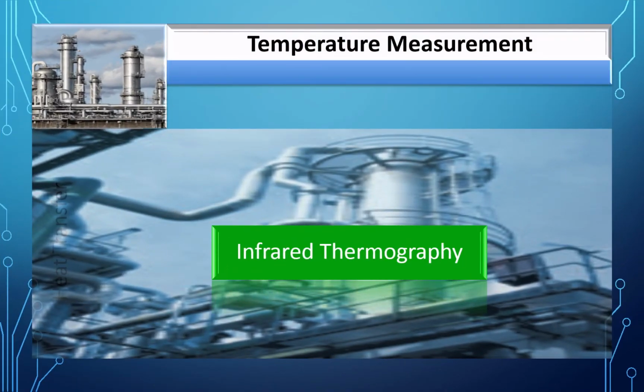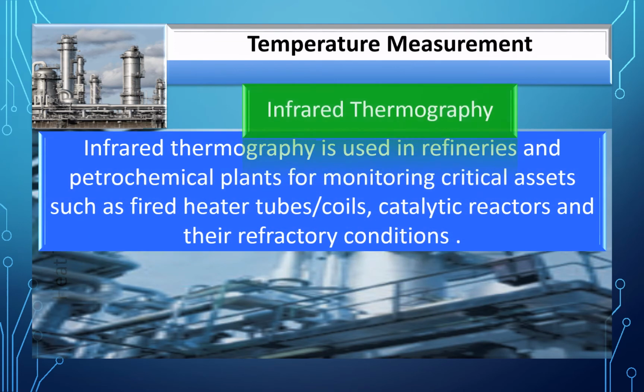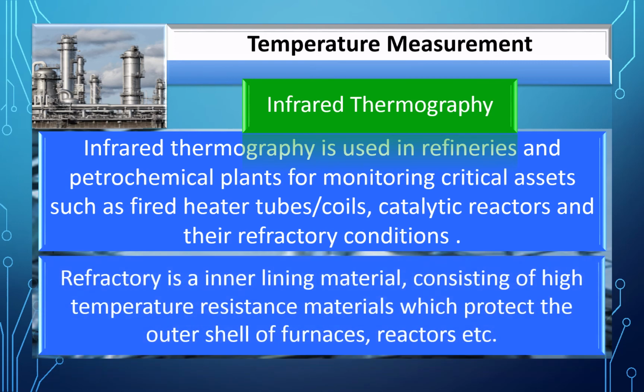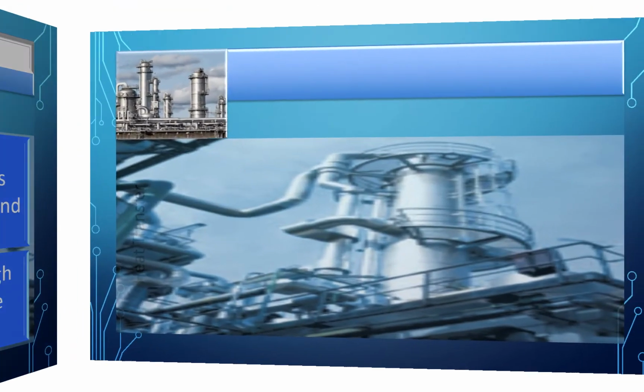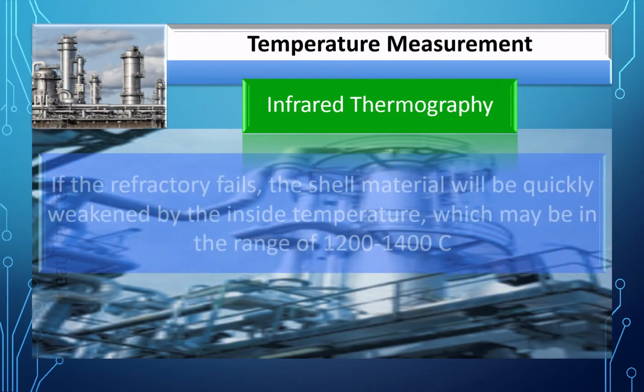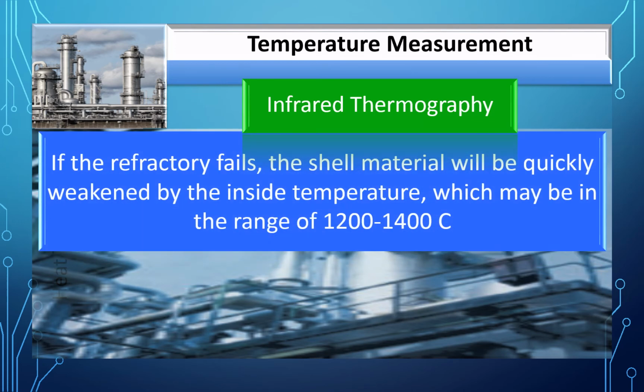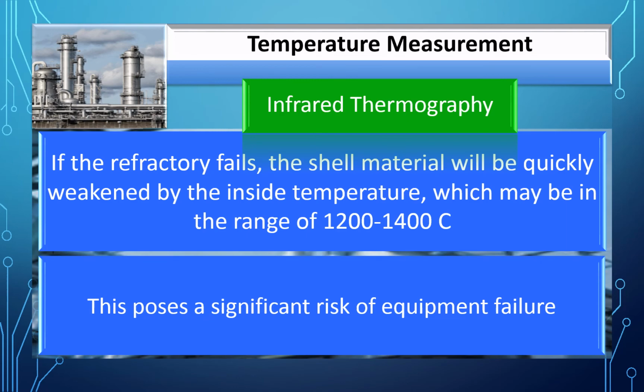Infrared thermography. Infrared thermography is used in refineries and petrochemical plants for monitoring critical assets such as fired heater tubes and coils, catalytic reactors, and their refractory conditions. Refractory is a liner material consisting of high temperature resistant material which protects the outer shell of the furnaces, reactors, etc. If the refractory fails, the shell material will be quickly weakened by the inside temperature, which may be in the range of 1200 to 1400 degrees centigrade. This poses a significant risk of equipment failure.